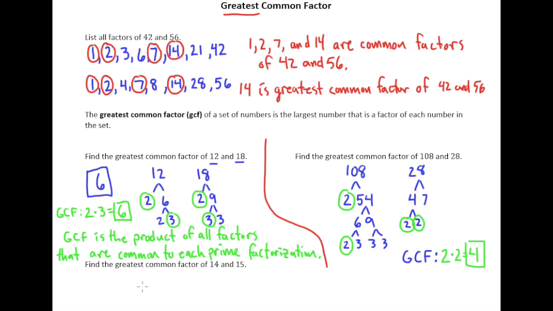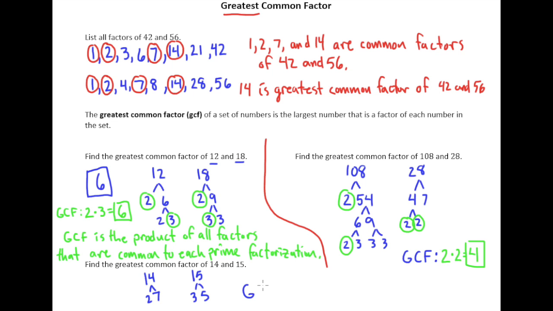Moving on to this very last one. If I look at 14 and 15 and I use my systematic approach, 14, of course, breaks down into 2 times 7 as a prime factorization. 15 breaks down into 3 times 5. Notice there is nothing I can circle in both numbers, right? No 2s or 7s in 15, no 3s or 5s in 14.